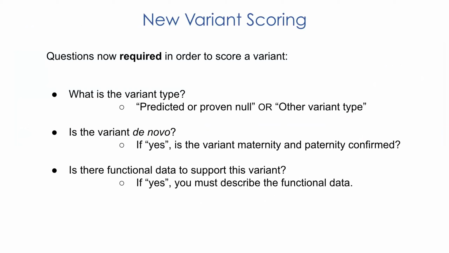So under the new SOP V8 framework, whenever you add a variant to a proband, then in order to score it, you're always required to answer the same set of questions as specified in the SOP. First, what type of variant is it? Is it predicted or proven null, or is it other variant type? Next, is the variant de novo? If the answer is yes to this question, then you also have to confirm whether maternity and paternity are confirmed. And finally, you have to identify whether or not there is functional data to support the variant. This is a yes/no selection, but if you answer yes, then you also have to describe the functional data. As I said, these questions will be required in order to score each variant.